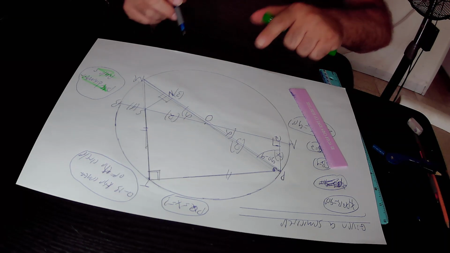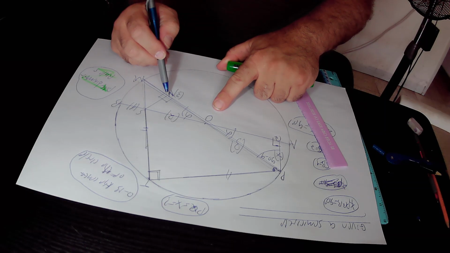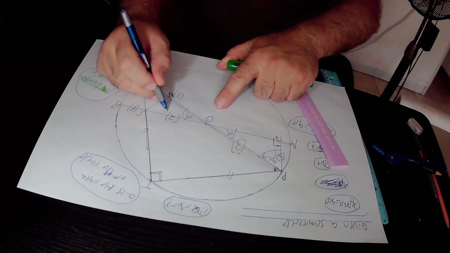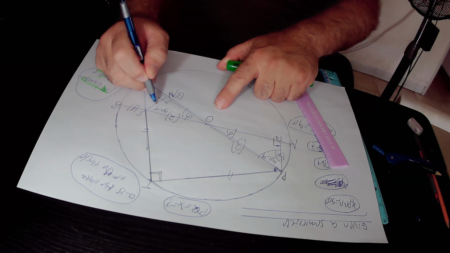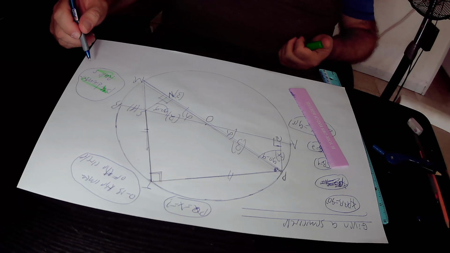Likewise, in this right triangle ONS, this angle equals alpha, this angle equals 90 degrees, and therefore this third missing angle must be equal to 90 degrees minus alpha according to the sum rule, that the sum of the angles in any triangle is equal to 180 degrees.